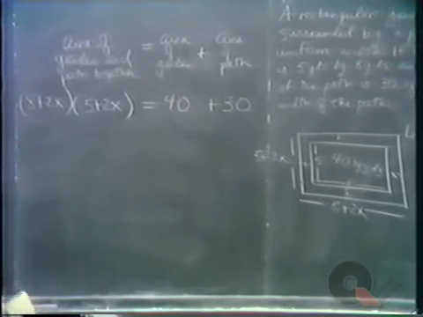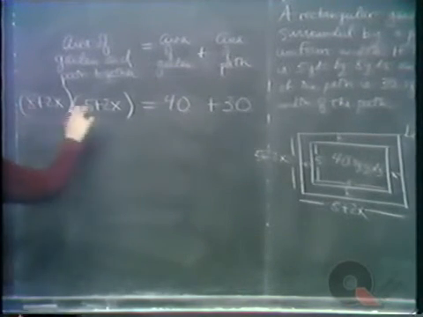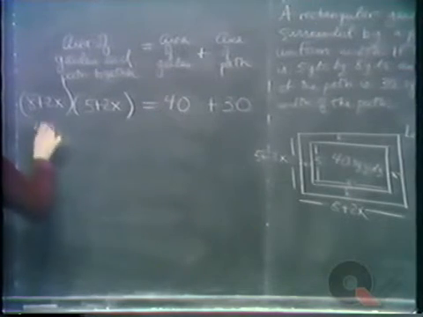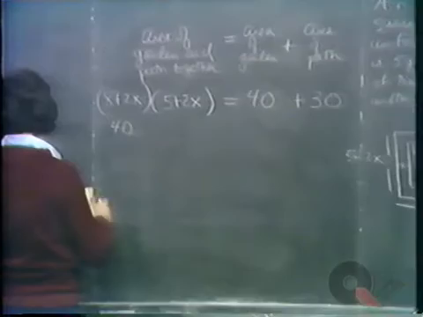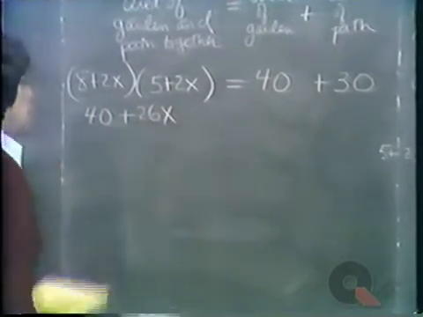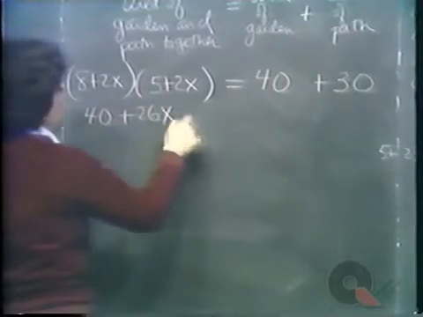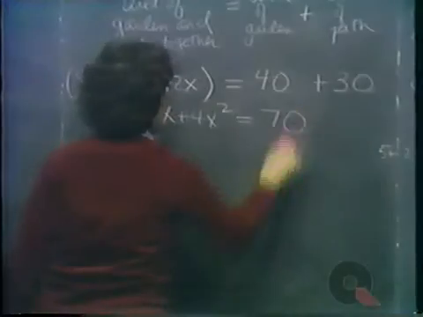From here on in, it's going to be straight algebra. Let us use FOIL to expand the binomials we have here on the left. First, we have 8 times 5, that's 40. Outer is plus 16x. Inner is plus 10x, for plus 26x. Last, 2x times 2x, that's 4x squared, equals 40 plus 30, or 70.